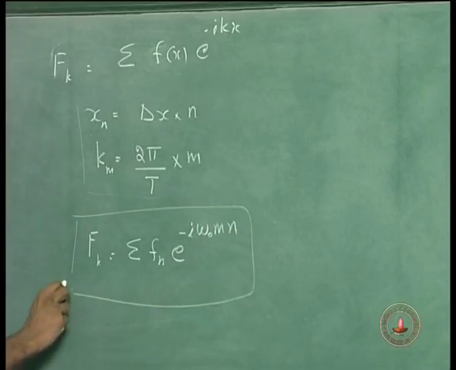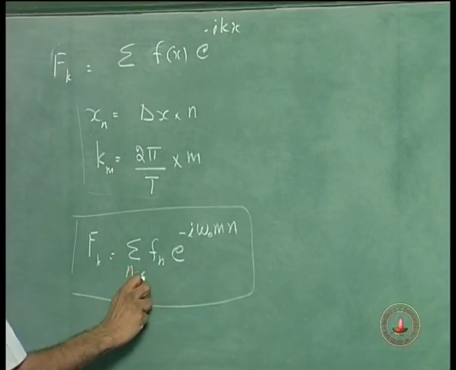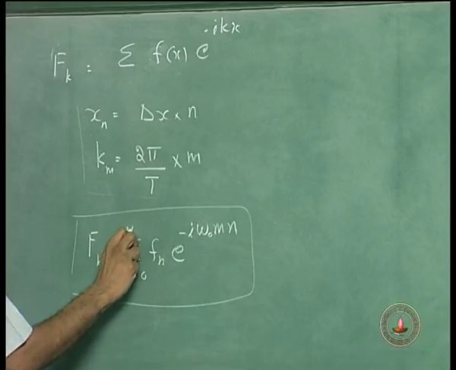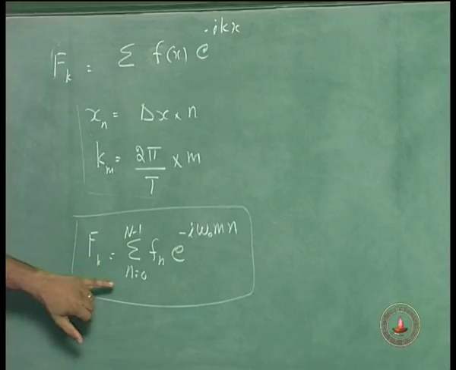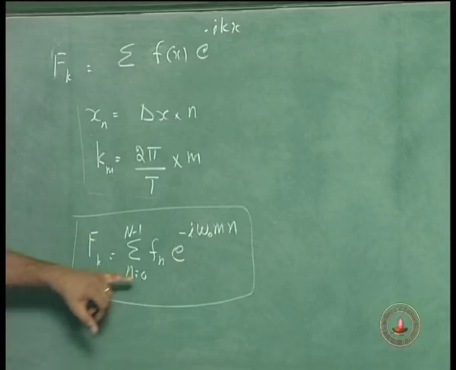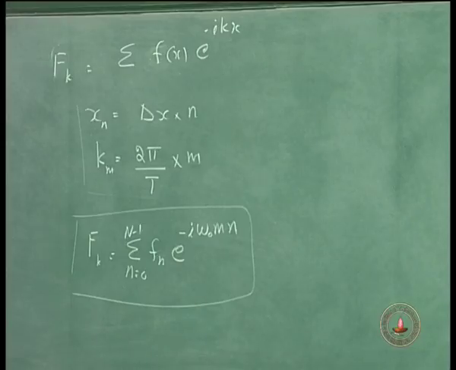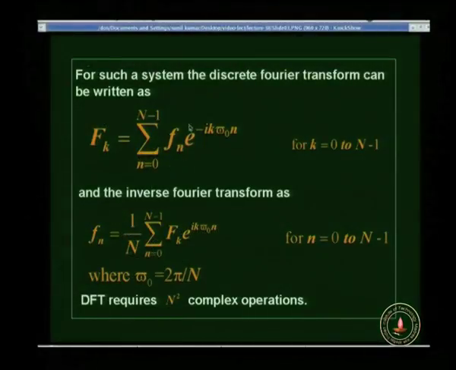Okay, and now this sum goes from n equal to 0 to n minus 1, where n is the total number of points. So if it's 8, this goes from 0 to 7. That's the sum which we are going to write. So that's basically the sum which we want to compute.